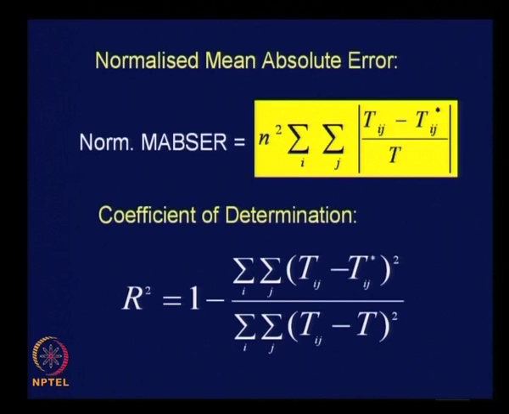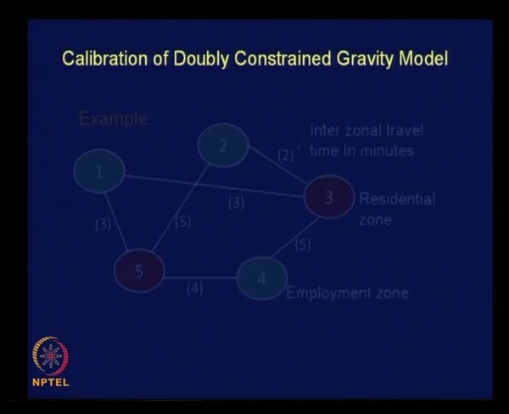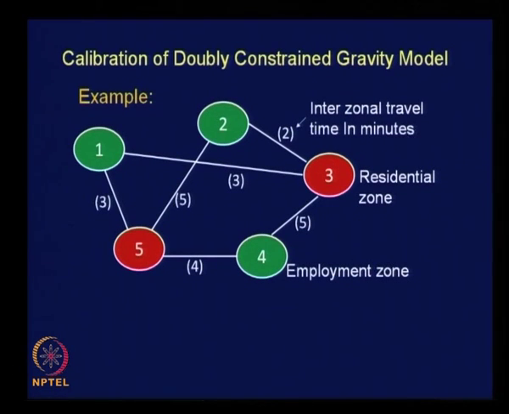So, with this basis, let us take a small numerical example and try to understand the procedure of calibration of doubly constrained gravity model. Calibration of doubly constrained gravity model. I am going to give the example in the form of a figure, so that straight away we understand the given situation clearly. You can see totally there are 5 traffic zones shown here in the picture, zones 1, 2, 3, 4 and 5.